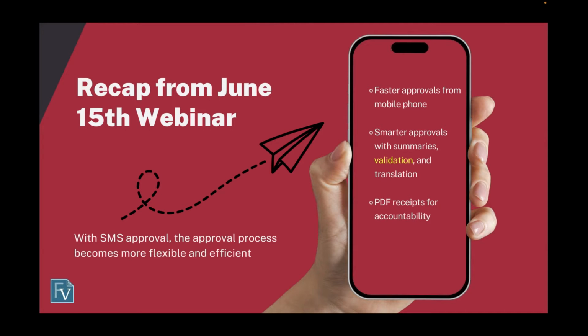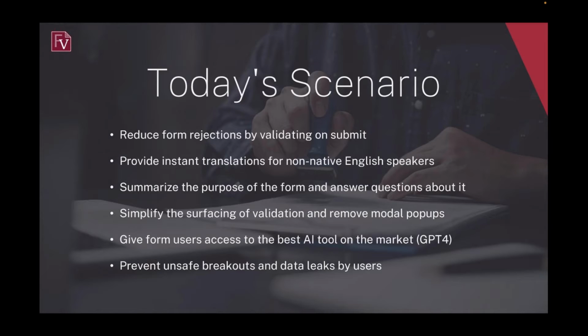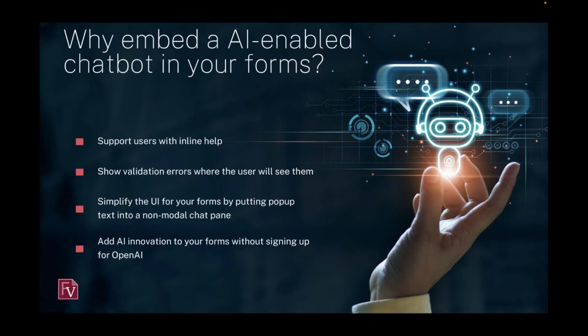So we're going to take out the validation for the manager, and we're going to reduce the form rejections by validating the form before the user submits it or during the submit process, and using ChatGPT to provide sort of a support, help, what do you want to call it, a surface for users to ask questions to in English or in any other language they want. And it's also got validation, translation, a bunch of other cool things in it.